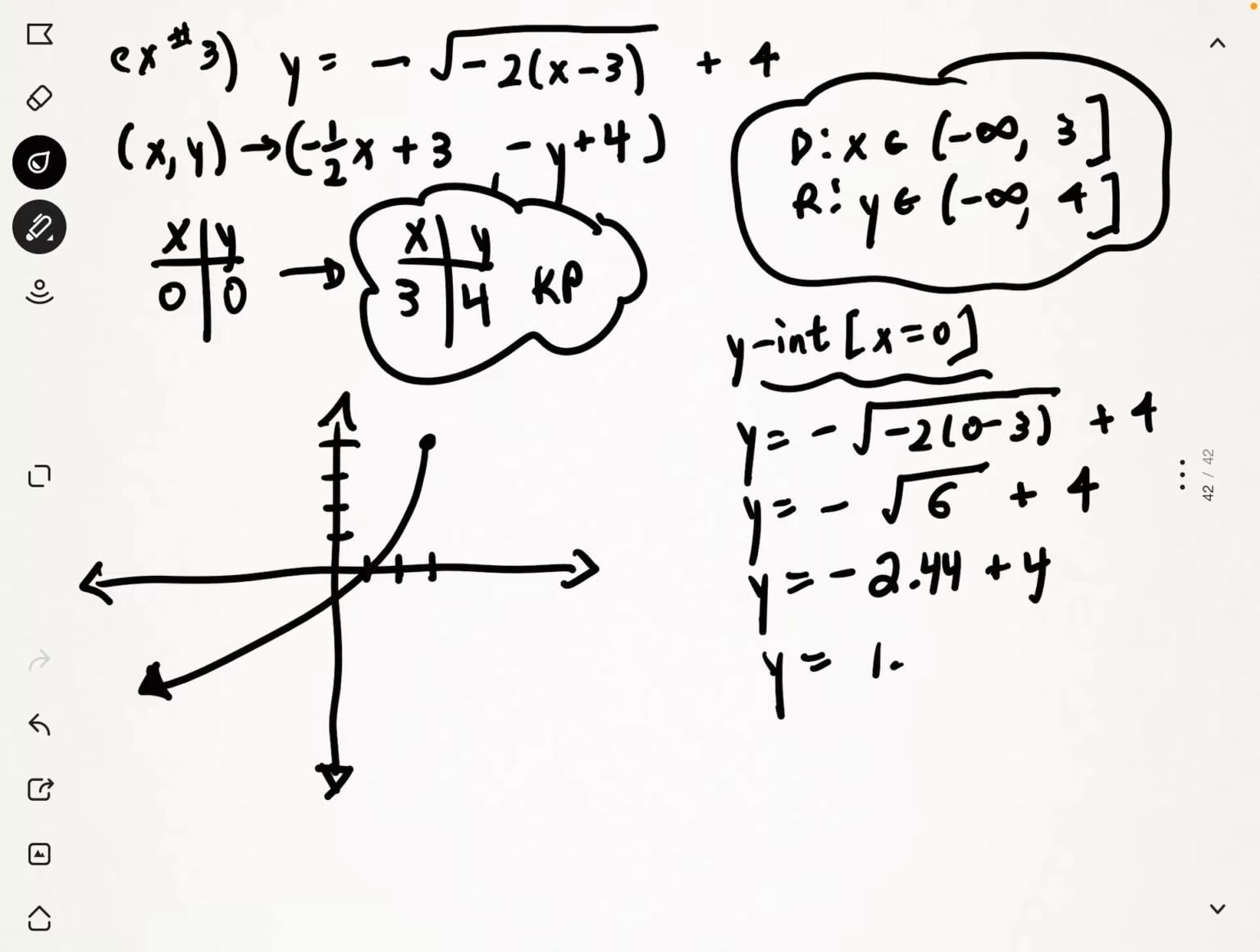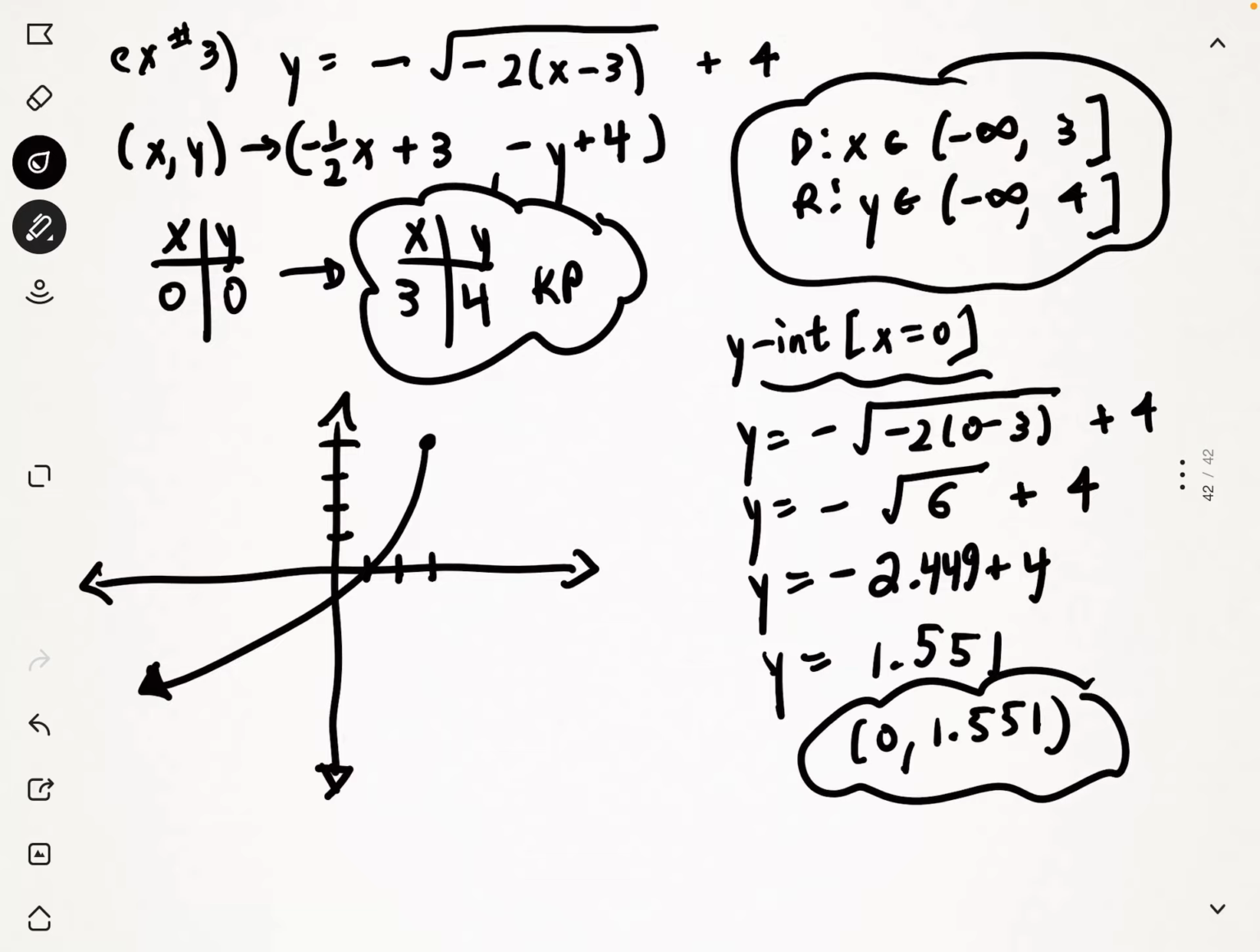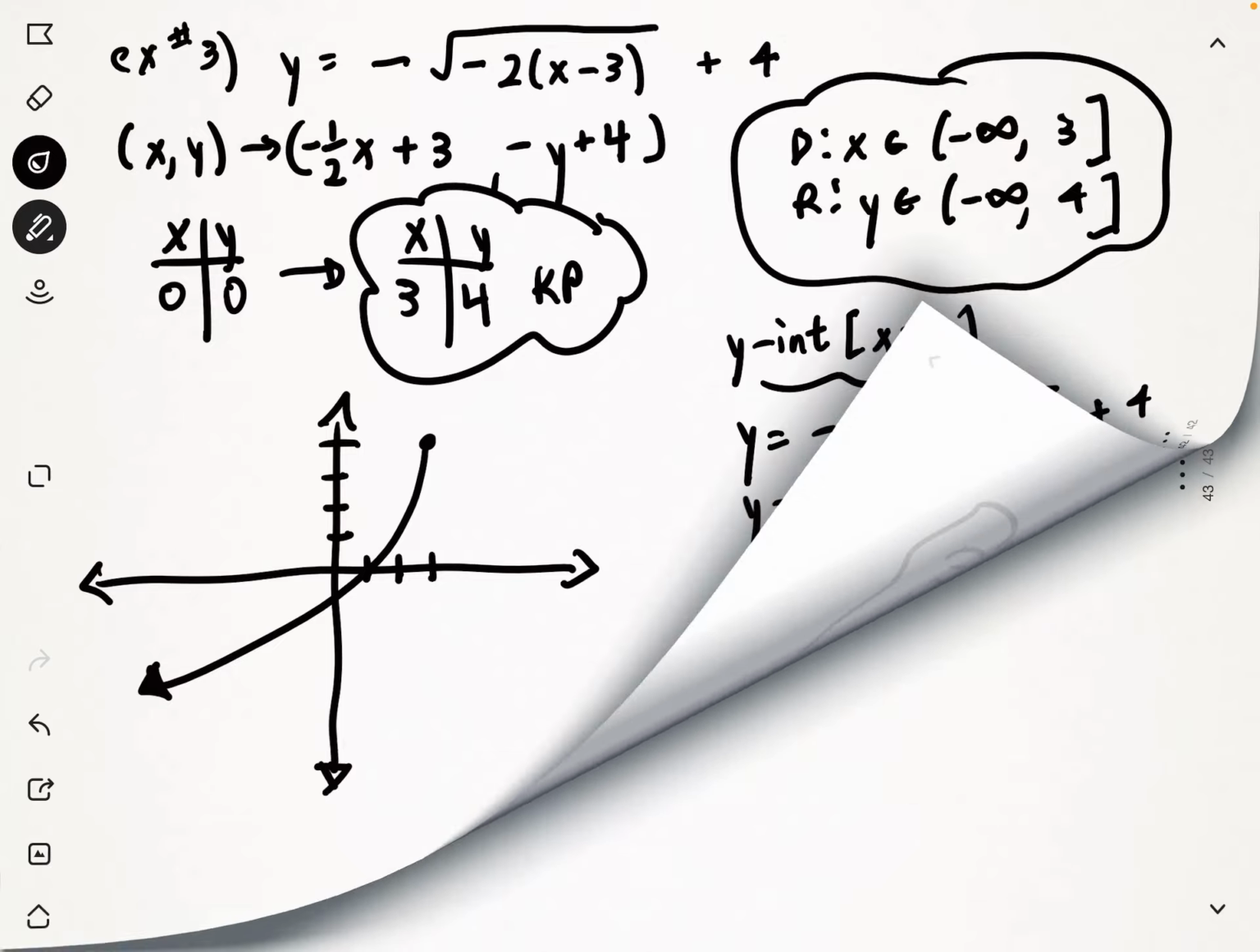2.449. There's no real rule that says you have to do 3 decimal places. I'm sure 2 would be fine unless the instructions said otherwise. But hey, let's just make it super accurate here. So notice here, you're going to end up with a value of 1.551. And the graph that I have drawn has a negative y-intercept. So we are going to switch that up in just a bit. But might as well find the x-intercept as well. So let's do that right about now.